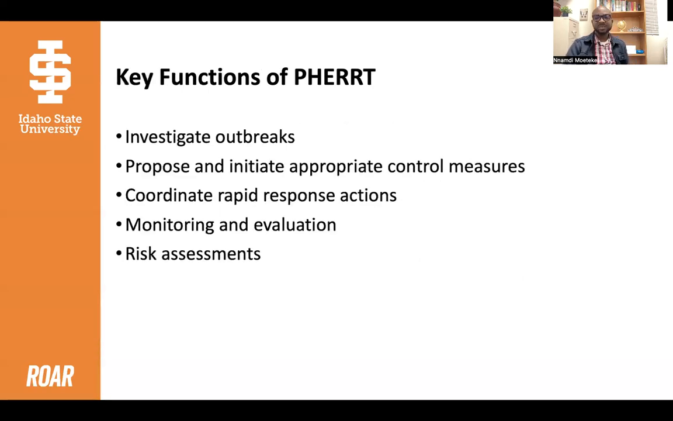The key functions of the Public Health Emergency Rapid Response Team include to investigate rumors and reported outbreaks, propose and initiate appropriate control measures to stop outbreaks, and coordinate rapid response actions with local and national authorities, partners, and other agencies, and conduct monitoring and evaluation of the effectiveness of control measures, as well as conduct risk assessments, including to determine if an outbreak is a potential public health emergency of international concern.